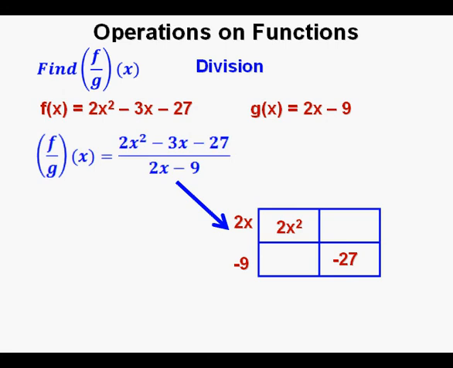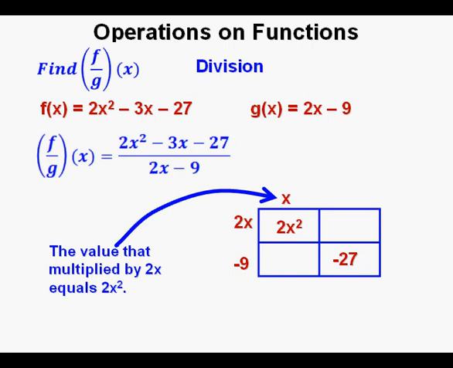Now we need to ask ourselves, what do we need to multiply by x to get 2x squared, and place it on top of the box, and that would be x. Then on the top of the other column, we find the value that we need to multiply by negative 9 to get negative 27, and that's 3 as in positive 3.